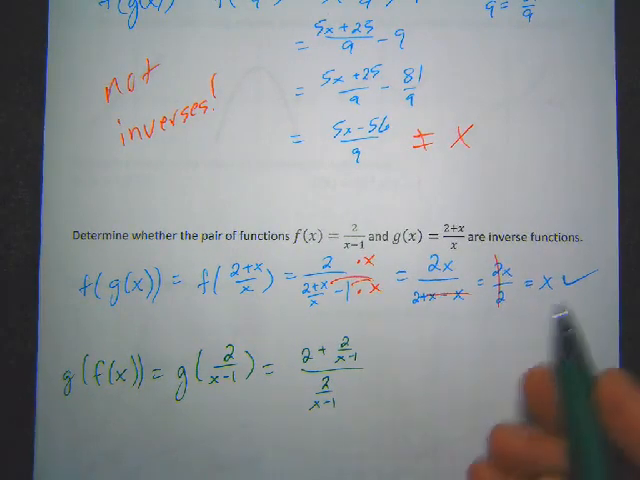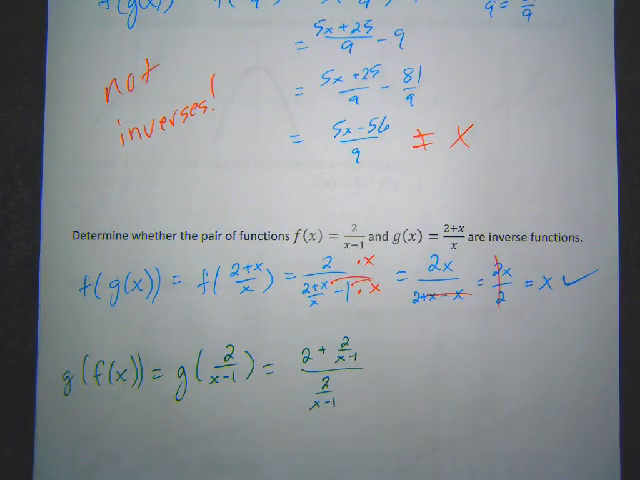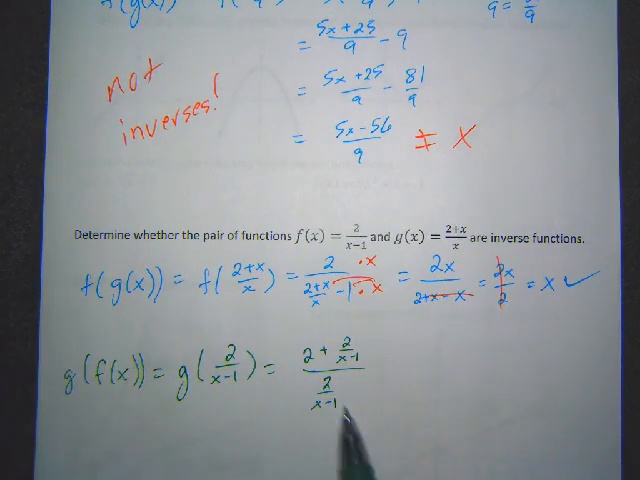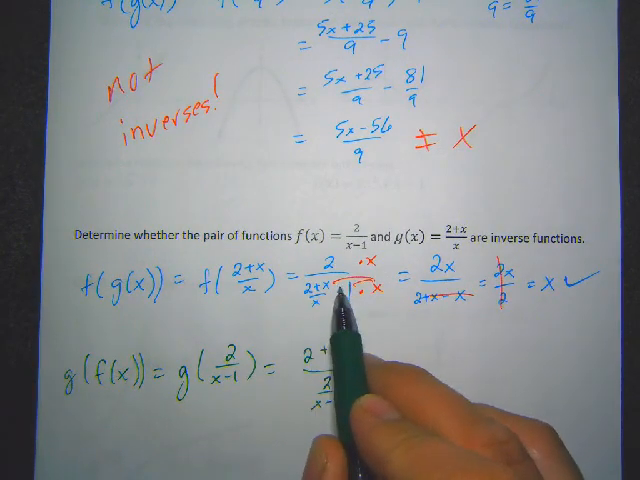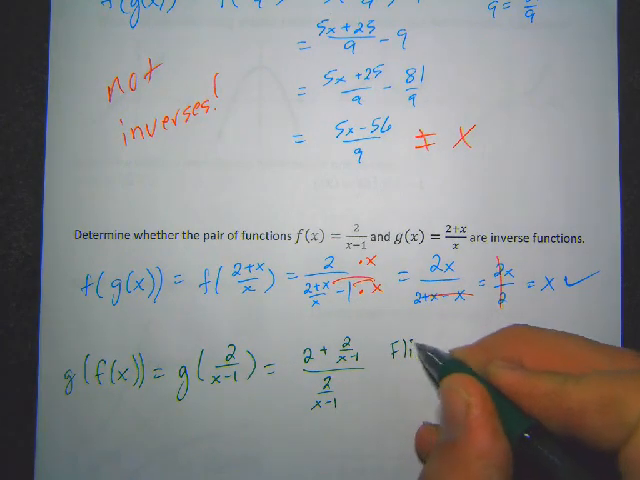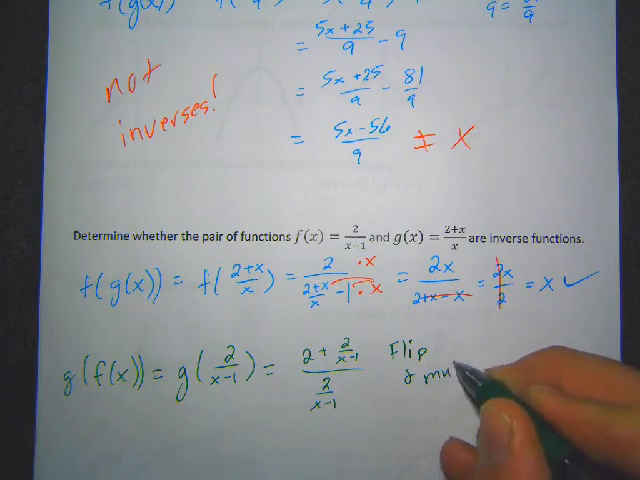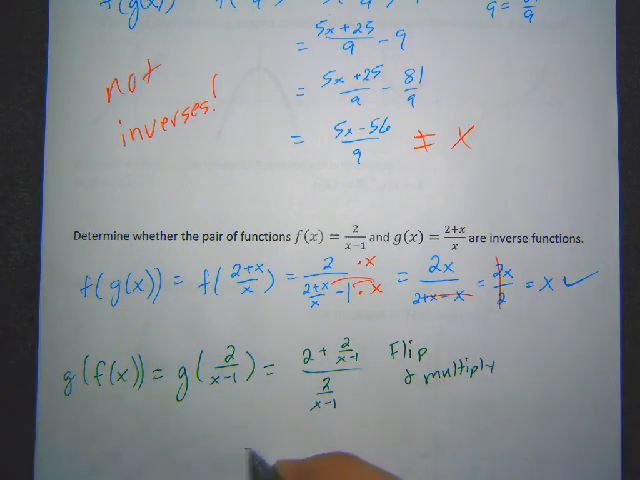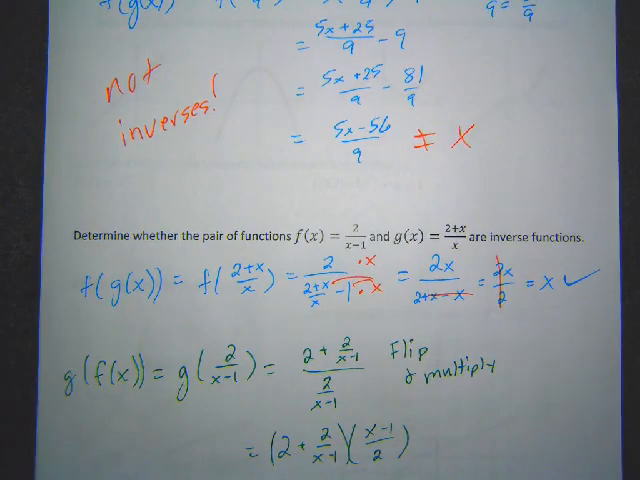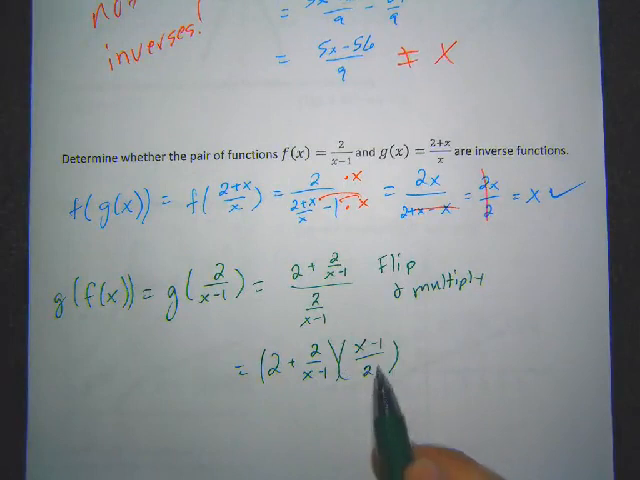Now the nice thing here is noting that when we're dividing by fractions, remember there's a trick. When you're dividing by just a single fraction like this, you can flip the bottom and multiply. We couldn't do it up here because there's a fraction and some other junk. But since we're just dividing by a single fraction, we can flip and multiply. So this becomes 2 plus 2 over x minus 1, this whole thing, times x minus 1 over 2. So that's the trick. If you're dividing by a fraction, you can flip and multiply.